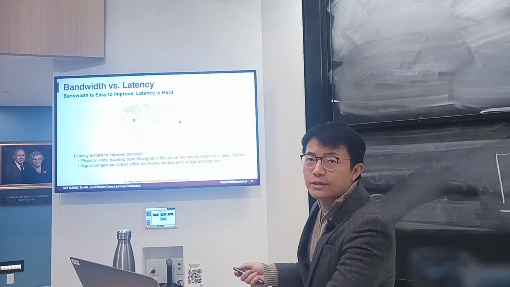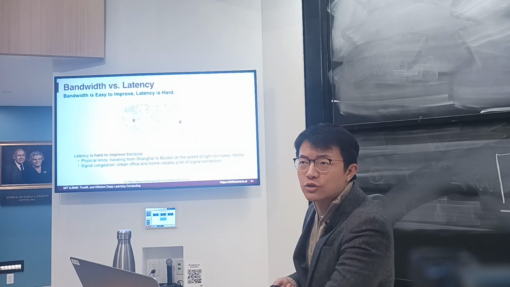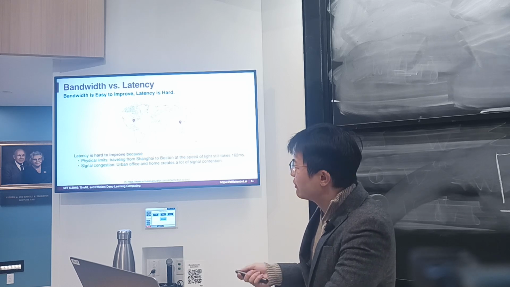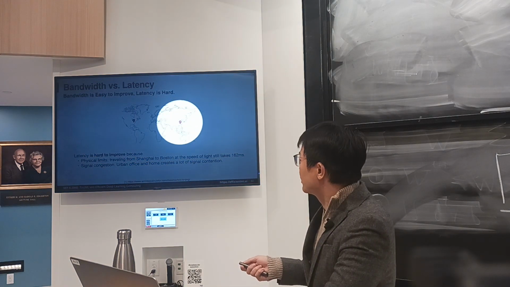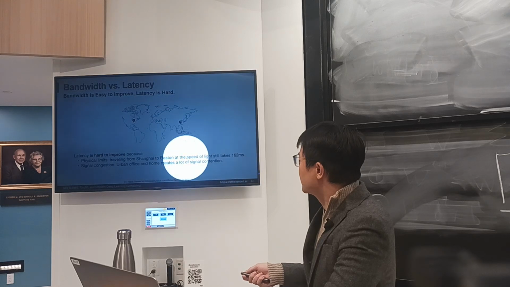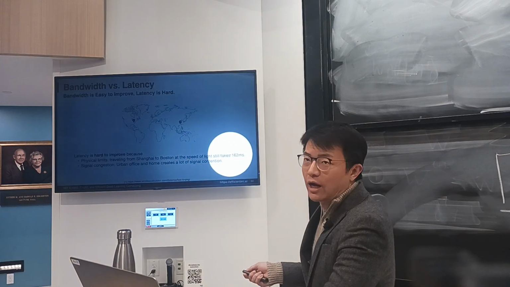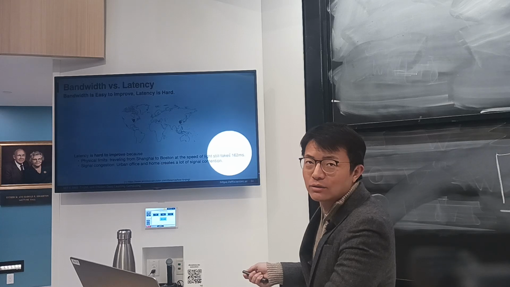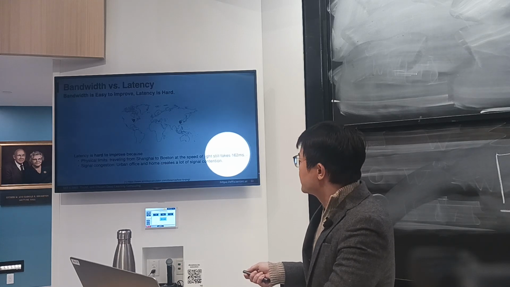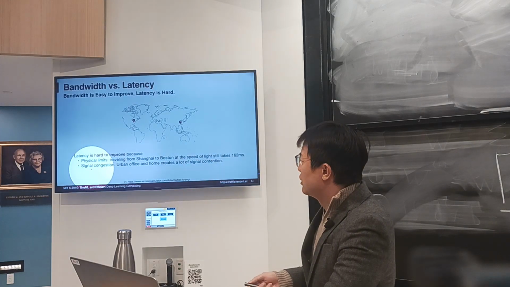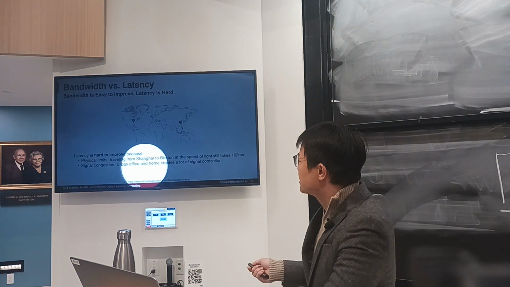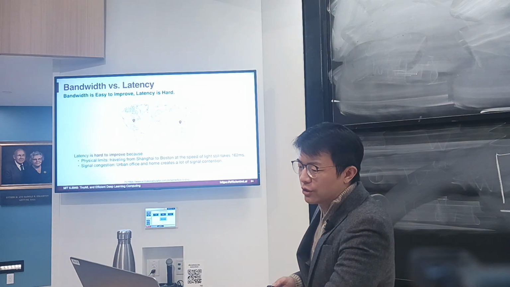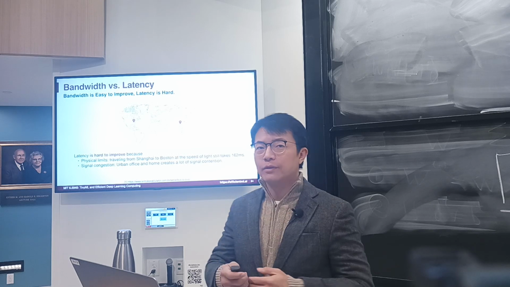However, latency improvement is very hard. It's restricted by physics. You have a physical limit by the speed of light. For example, traveling from Boston to Shanghai at the speed of light still takes 162 milliseconds. So that's the physical limit. There's also the possibility of signal congestion, like in urban offices and homes, which creates a lot of signal contention. So latency optimization is very hard.